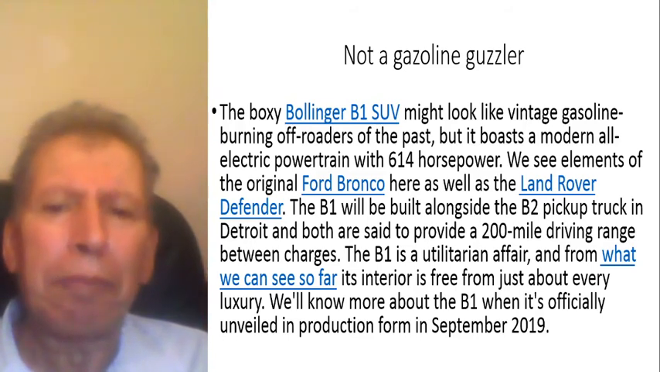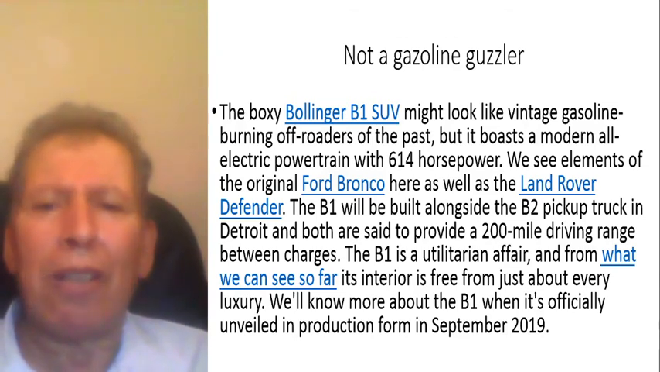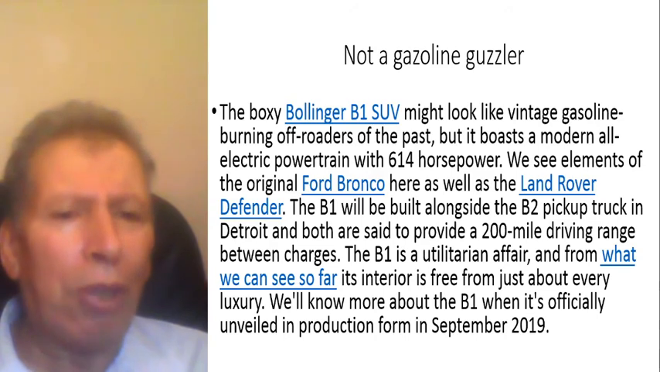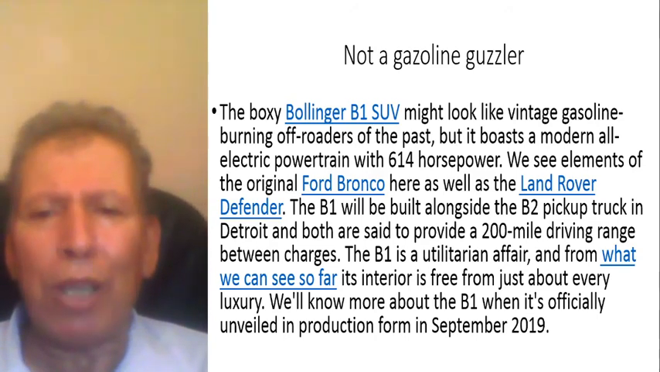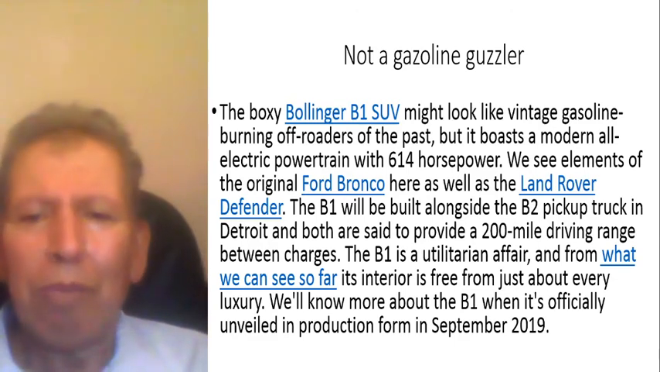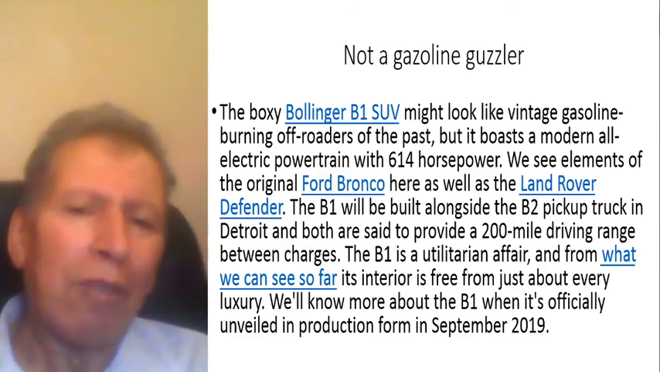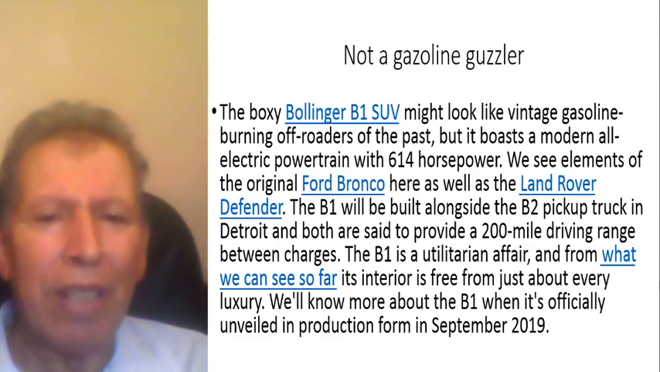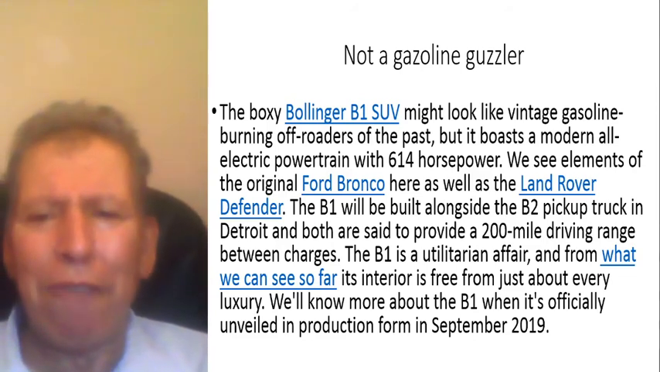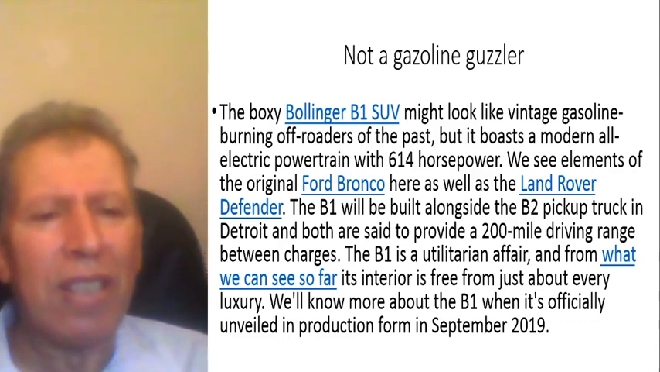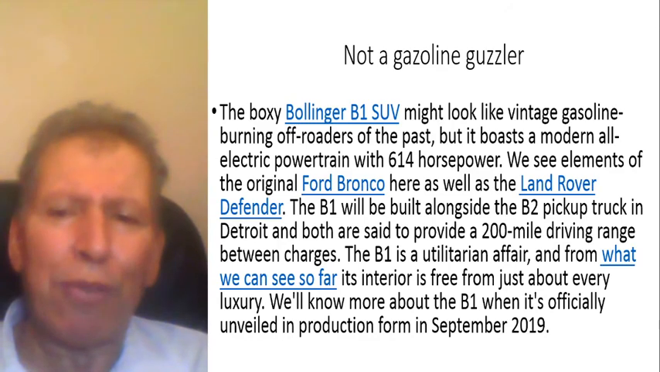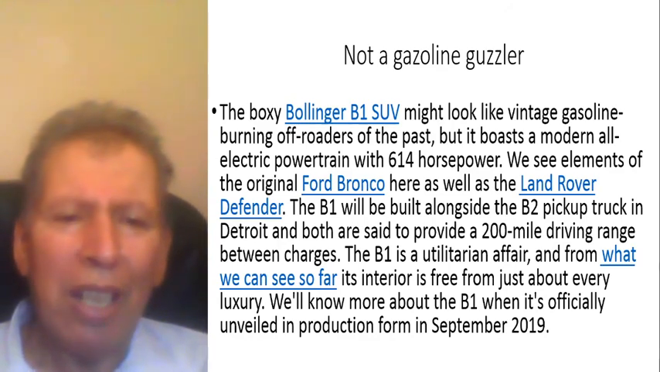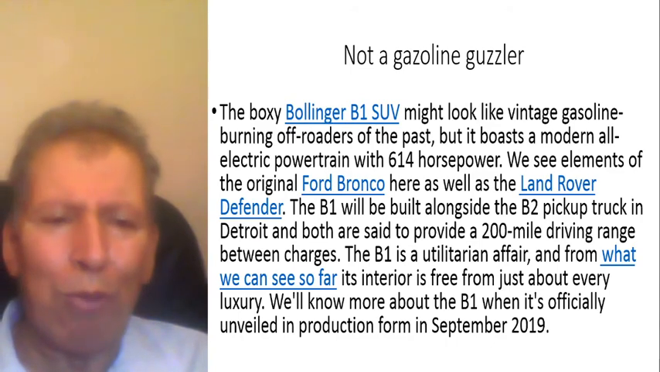It is very economic. The B1 will be built alongside the B2 pickup truck in Detroit, and both are said to provide a 200-mile driving range between charges. 200 miles of autonomy. That's almost 300 kilometers of autonomy. That's extraordinary. The B1 is a utilitarian affair, and from what we can see so far, its interior is free from just about every luxury. We'll know more about the B1 when it's officially unveiled.